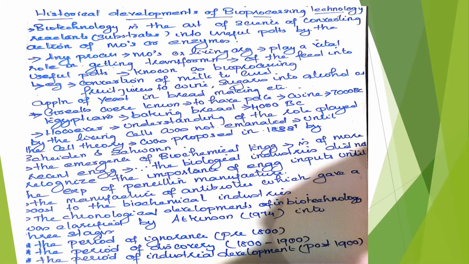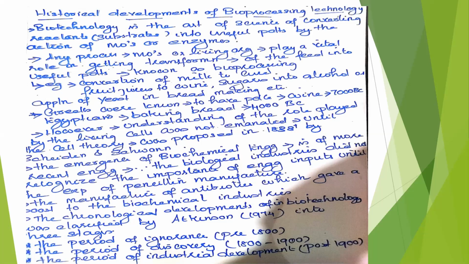Okay, the basic example for this is conversion of milk to curd. You know Lactobacillus is the one behind the conversion of milk to curd. So that also can be called bioprocessing. And then other examples are fruit juices to wine. Grapes will be converted to wine, it will not be converted directly into wine, the application of microorganisms is there. In the same way, sugars into alcohol, or the application of yeast in bread making.